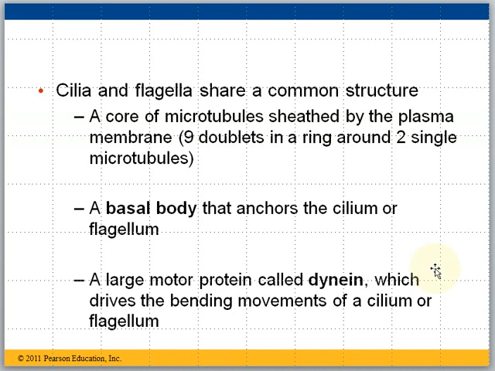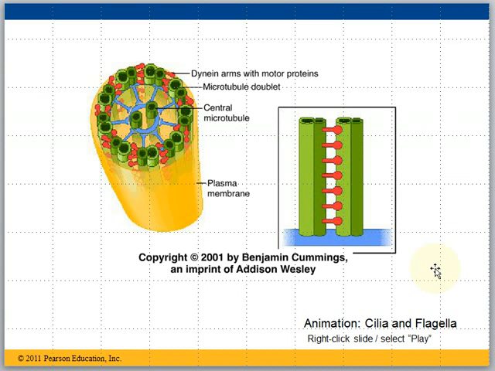Dynein is a large motor protein that can actually change its shape. It uses ATP molecules for energy to change its shape, and as it changes its shape, it's attached to these microtubules and causes them to bend one way and then the other, which allows for the flagella or the cilia to move. Here's a quick little animation. You can right click and hit play if you want to see this animation. It kind of shows you how this dynein protein is attached to the microtubules and how it bends the microtubules one way and then the other.